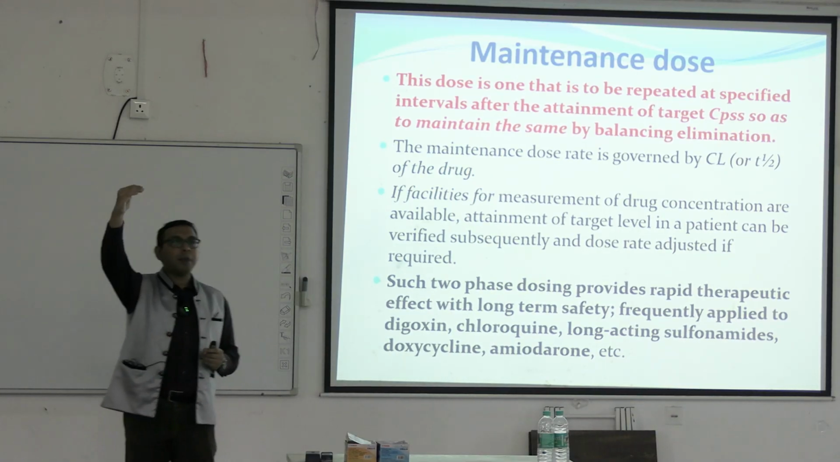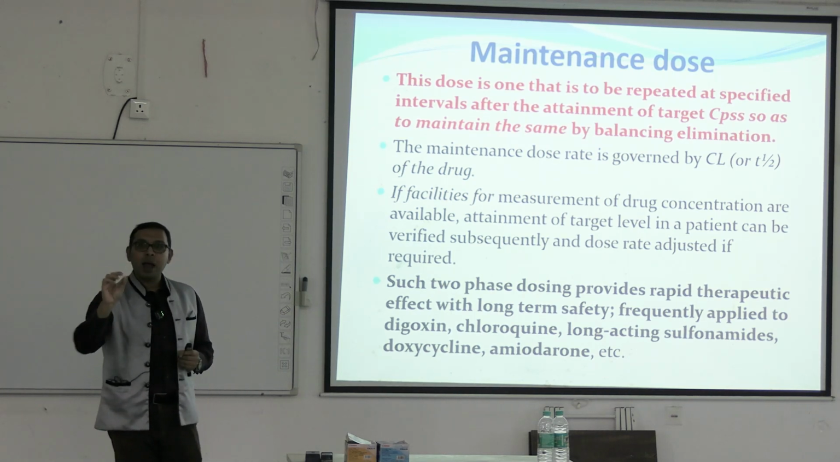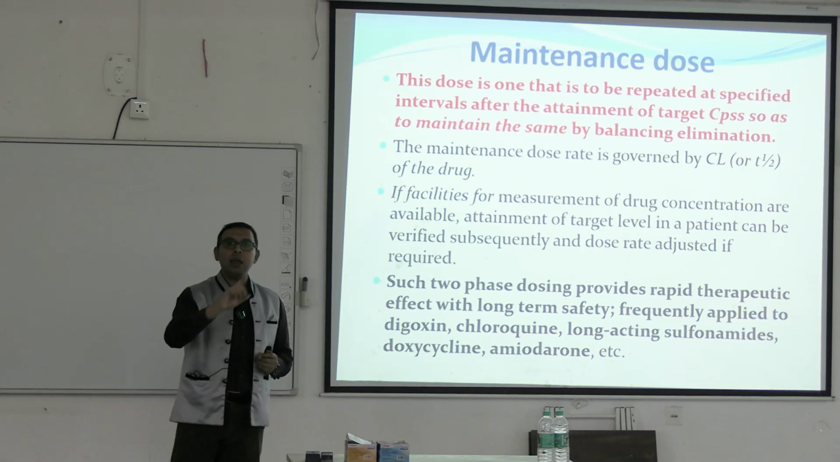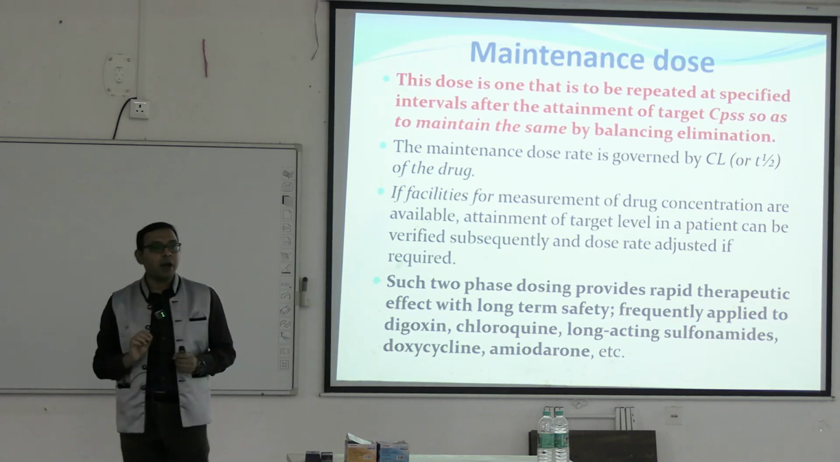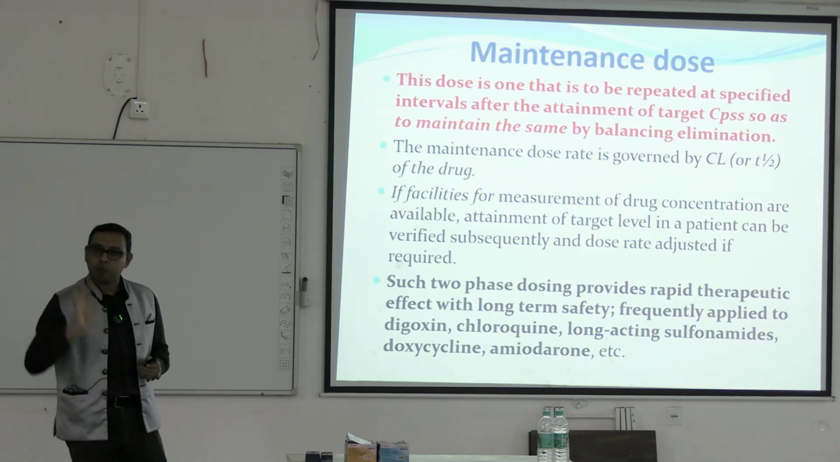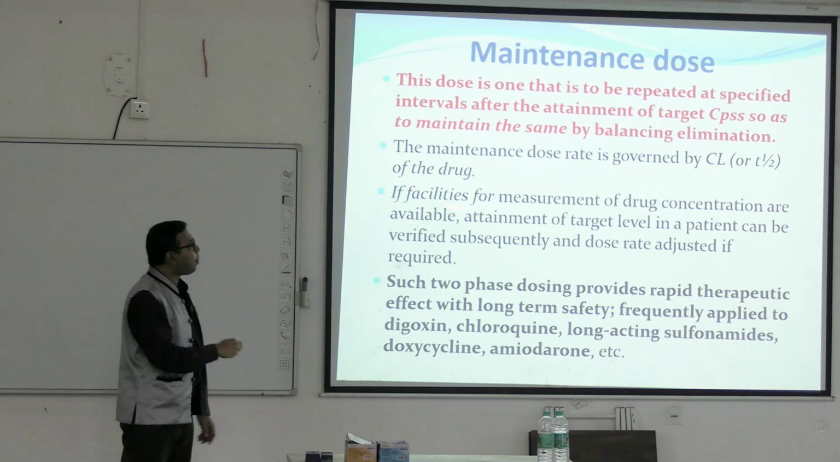Now the drug reaches the target plasma concentration. Now what will be the dose of the drug and what will be the frequency of that dose? That is usually governed by the clearance of the drug and the half-life of the drug, and this is known as the maintenance dose. So the maintenance dose is governed by the clearance or half-life of the drug.